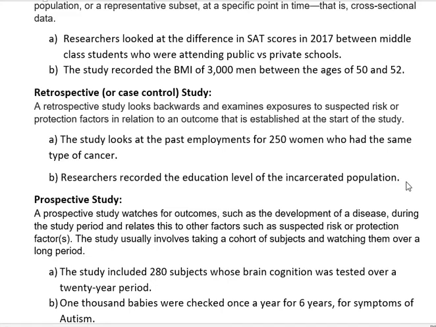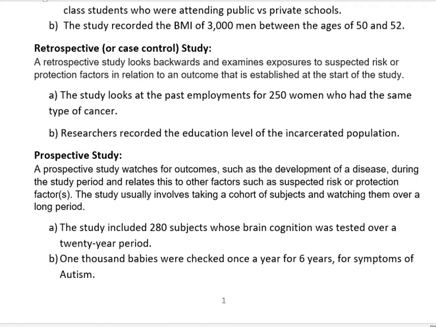A prospective study watches for outcomes such as the development of a disease during the study period and relates this to other factors such as suspected risk or protection factors. The study usually involves taking a cohort of subjects and watching them over a long period of time. The study included 280 subjects whose brain cognition was tested over a 20-year period.